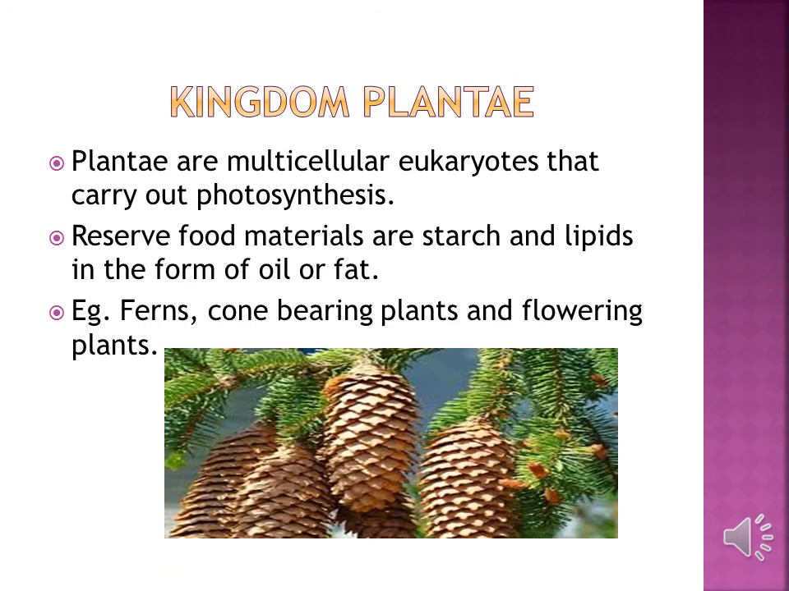The next kingdom of classification is Kingdom Plantae. The kingdom Plantae includes all eukaryotes which have chloroplast. Most of them are autotrophic in nature, but some are heterotrophic as well. The cell wall mainly comprises cellulose. Ferns, cone-bearing plants and flowering plants are some examples of kingdom Plantae.